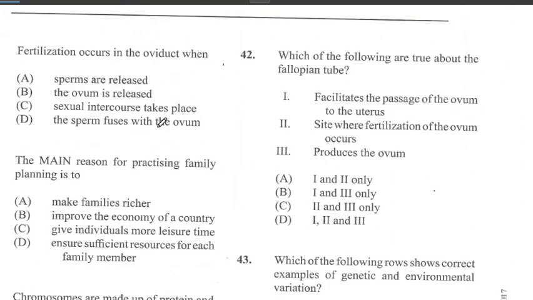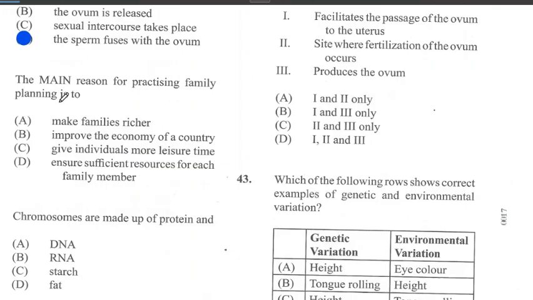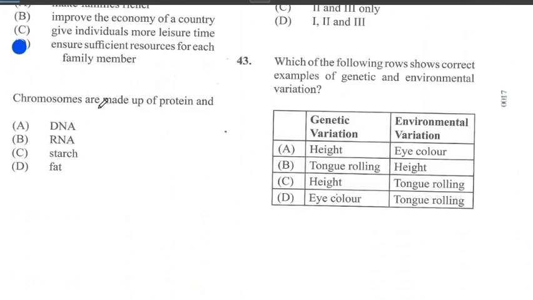Yes. Fertilization occurs in the oviduct when sperms are released. The ovum is released. No. Sexual intercourse takes place. The sperm fuses with the ovum. Yes. The main reason for practicing family planning is to ensure sufficient resources for each family member.